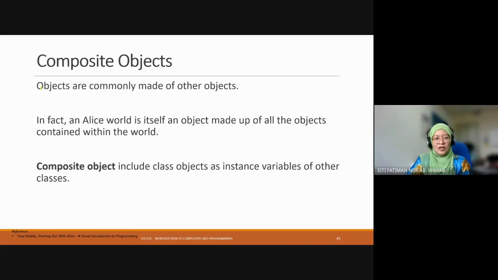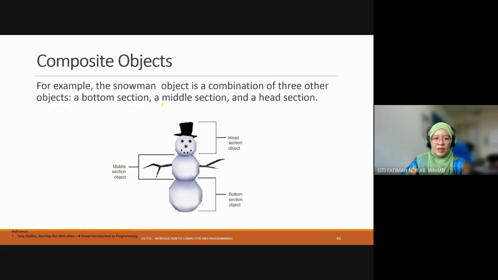Okay. So we already know objects are commonly made of other objects. So in fact, Alice world is itself an object made up of all the objects contained within the world. So composite objects include class objects as instance variables of other classes. For example, snowman ni. Snowman ni saya dah cerita dah. Dia sebenarnya adalah composite object because it is a combination of 3 other objects.